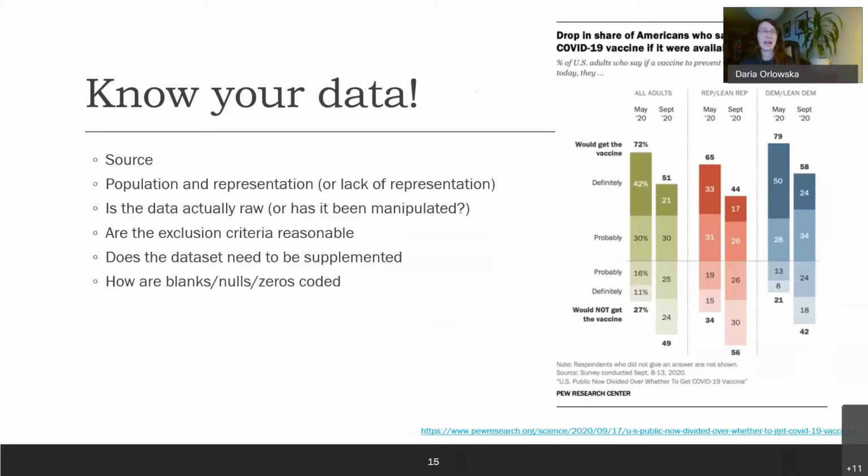So on the right-hand side, we have an example of Americans who would say they would get a COVID-19 vaccine if it was available to them today. So is there anything that jumps out to you about this visualization, keeping in mind some of the criteria we talked about, source, how blanks or no response are treated? Or do you think this is a good visualization?